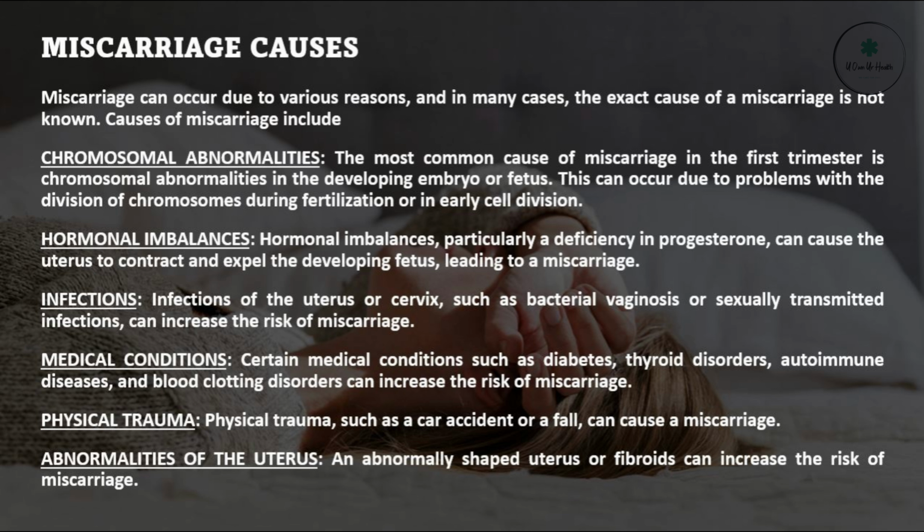Infections. Infections of the uterus or cervix, such as bacterial vaginosis or sexually transmitted infections, can increase the risk of miscarriage. Medical conditions. Certain medical conditions such as diabetes, thyroid disorders, autoimmune diseases, and blood clotting disorders can increase the risk of miscarriage. Physical trauma. Physical trauma, such as a car accident or a fall, can cause a miscarriage. Abnormalities of the uterus. An abnormally shaped uterus or fibroids can increase the risk of miscarriage.